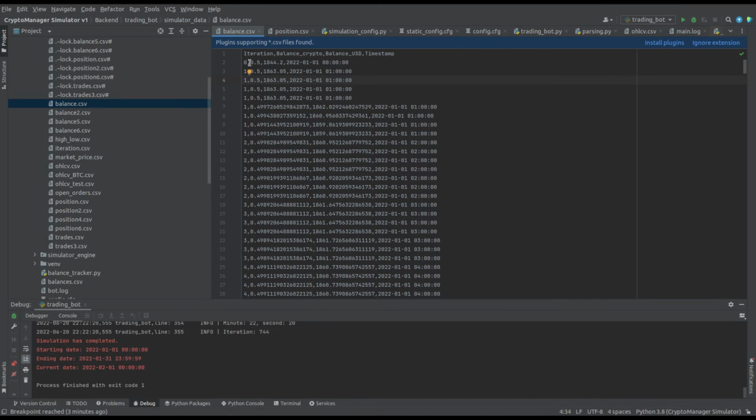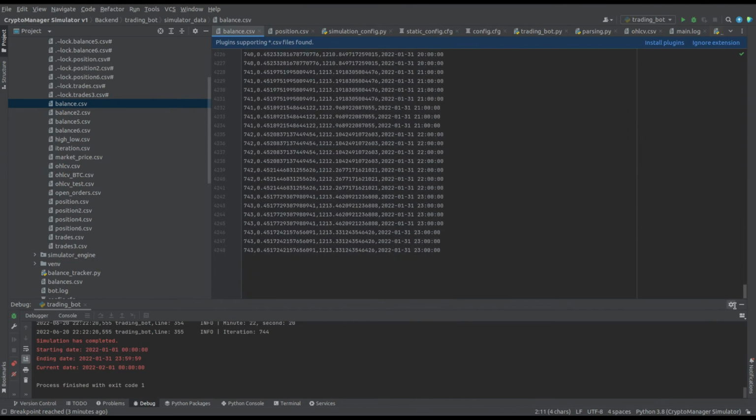As you can see, we started with half an Ethereum. It was worth about $1,800 at the time, and 1 month later we lost almost 5%. No, not 5%, almost 10%, and we had about $1,200 at the end of the month. So this is a big loss.